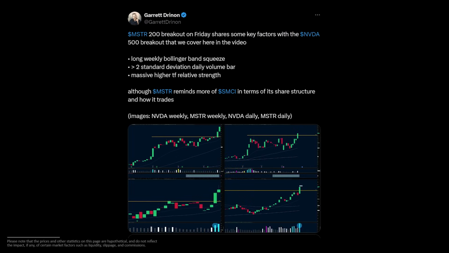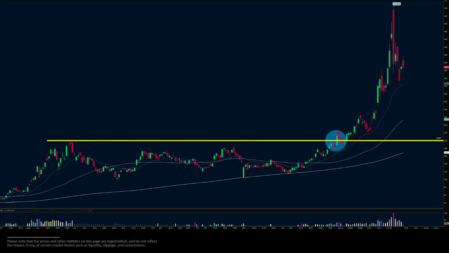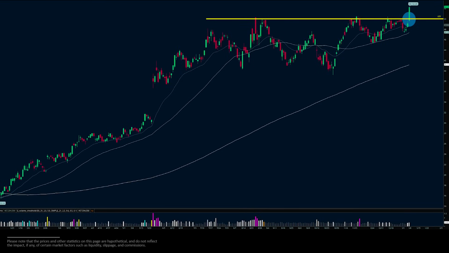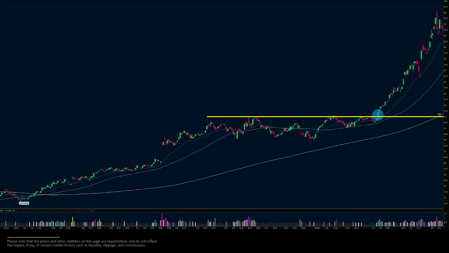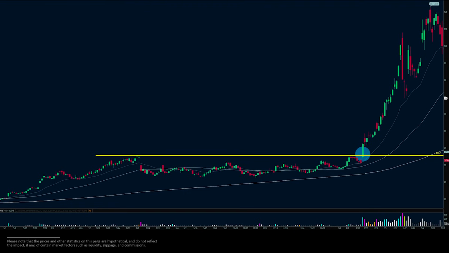So on October 11th, I tweeted about MSTR. I pointed out that the breakout above 200 that occurred on that day shared some alarming similarities with the NVIDIA 500 breakout and the SMCI 360 breakout from the beginning of the year. I'm talking about this daily breakout in MSTR, which led to this. And I'm talking about this daily breakout in NVIDIA, which led to this. And for that matter, this daily breakout in SMCI, same signal, led to this.